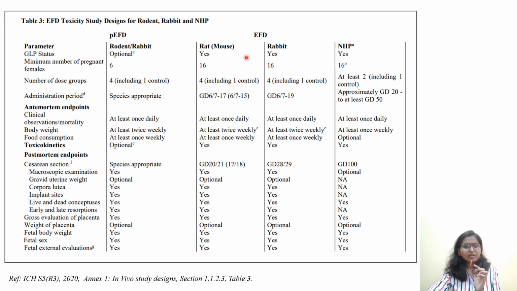Particularly for the main study, definitely GLP status is important. That is why it is yes in all the three species. And minimum number of pregnant females: rat is 16, rabbit is also 16, monkey is 16. I'm not discussing preliminary embryo-fetal development. You yourself can go back and read. Number of dose groups: in the rat it is 4, including one control. Rabbit also 4 groups, control with low dose, mid dose and high dose.